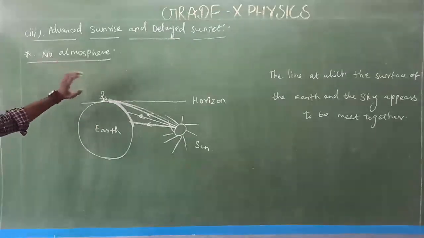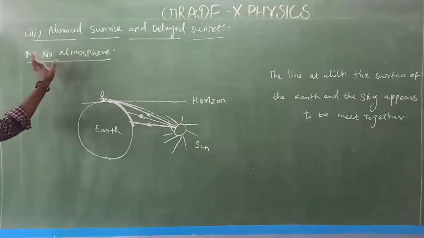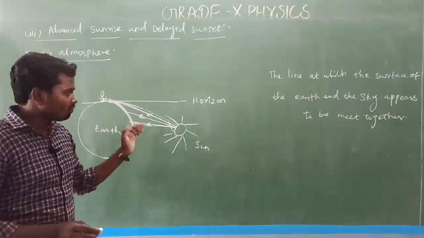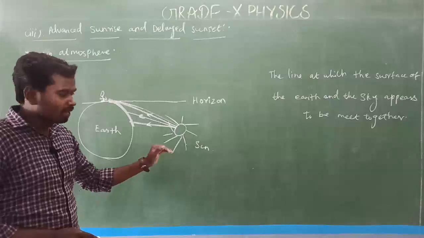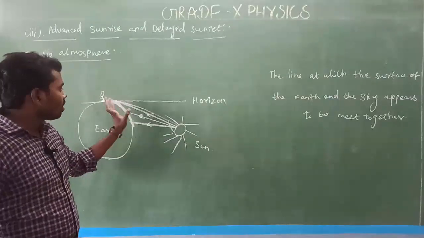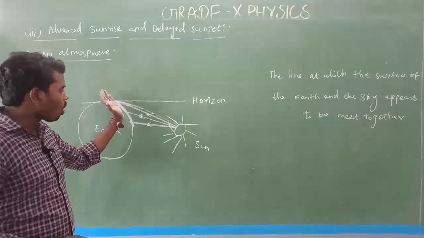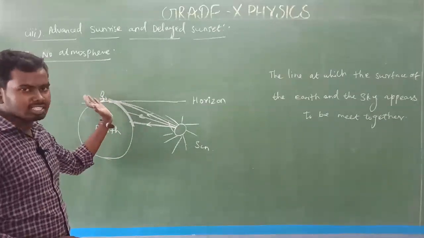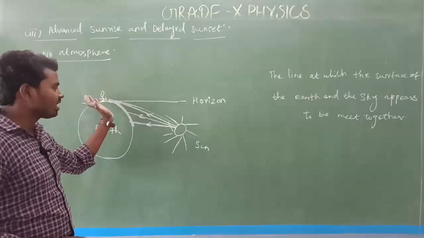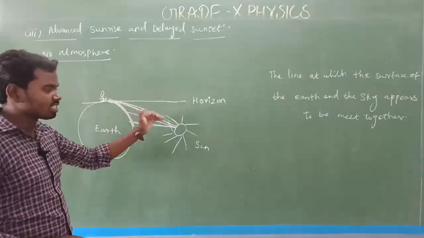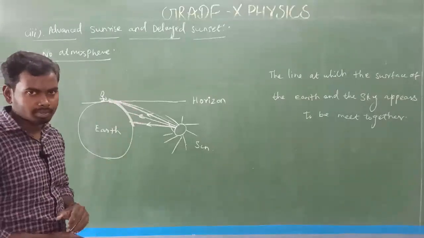So with no atmosphere, when the sun is below the horizon, we cannot see the sunlight, because all the sunlight hits somewhere over the Earth's surface. But we cannot see that. The sunlight cannot reach us when the sun is below the horizon because there is no atmosphere.